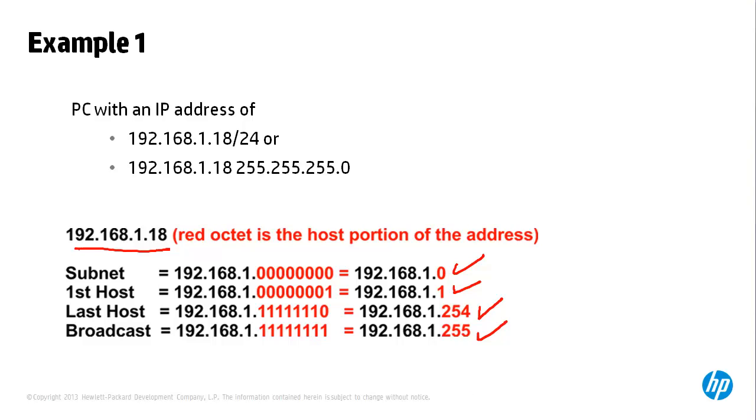192.168.1.255. To speed things up, you may want to work out the broadcast address and just subtract 1 from it. That'll give you the last host. Or work out the subnet address and just add 1, and that'll give you the first host.